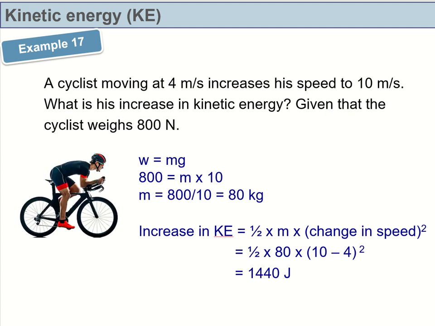And this is the last question. The cyclist's speed is given to be 4 meters per second and he increases the speed to 10. So what is his increase in kinetic energy, given the weight of the cyclist? Now, you cannot use the weight in half mv squared, right? Because you need the mass. This is when you need to recall your formula. Weight is mg, W equals mg. So with this formula, you calculate the weight so that we know the cyclist has a mass of 80 kilograms.